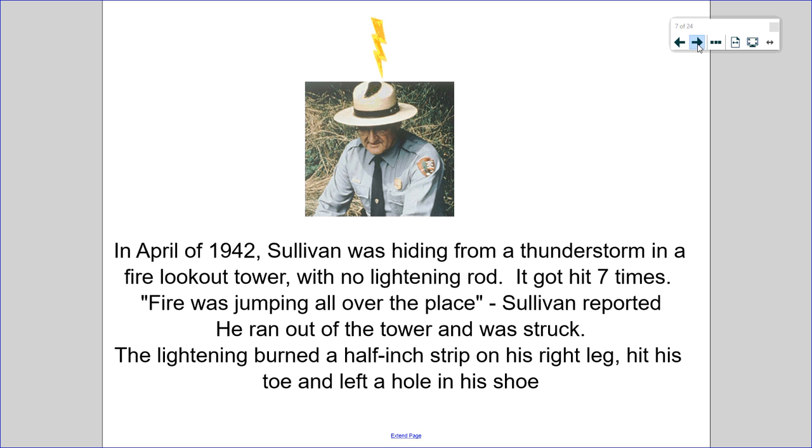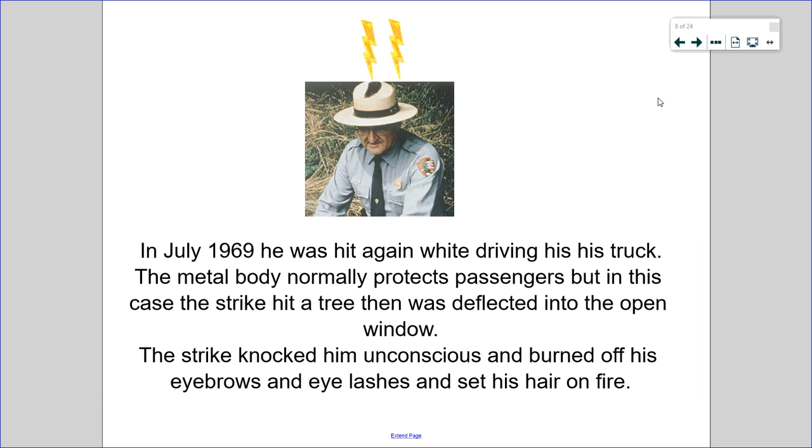You can see a picture of his hat with a lightning burn in it right there. Well, that wasn't enough for old Roy Sullivan, so in July of 1969, he was hit again while driving his truck. Now, a metal body of a car usually acts as a Faraday cage, and it protects the passengers. But in this case, the strike hit a tree near the road and was deflected into the open window. The strike knocked him unconscious and burned off his eyebrows and eyelashes, and then set his hair on fire. The truck came to a stop right before a cliff's edge.